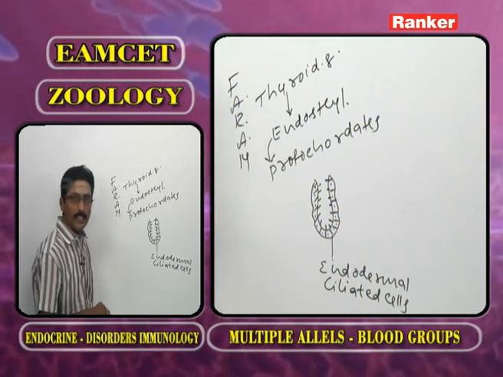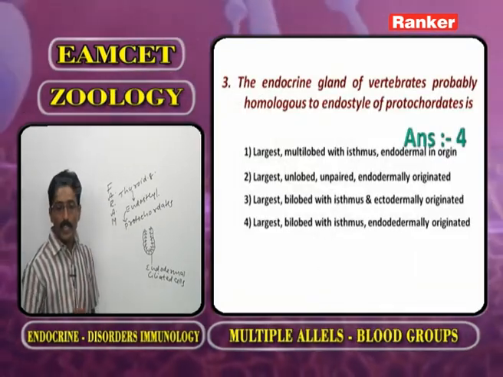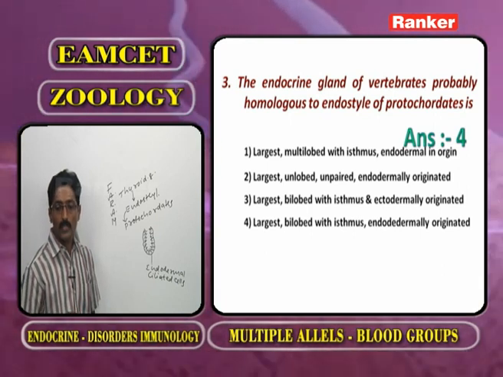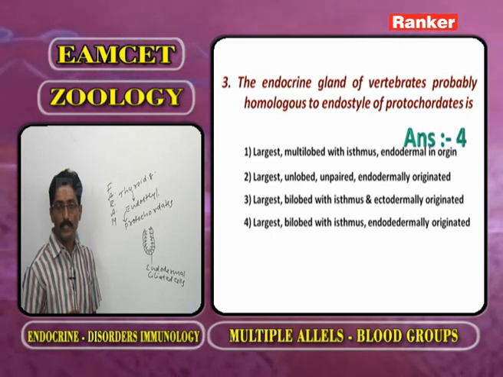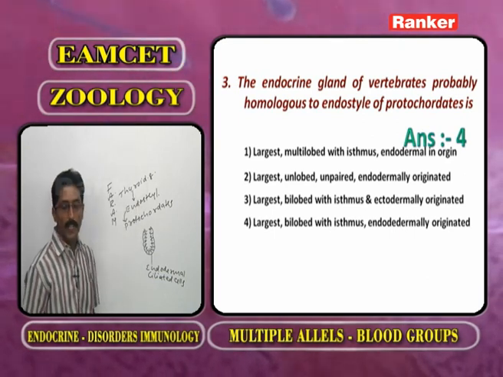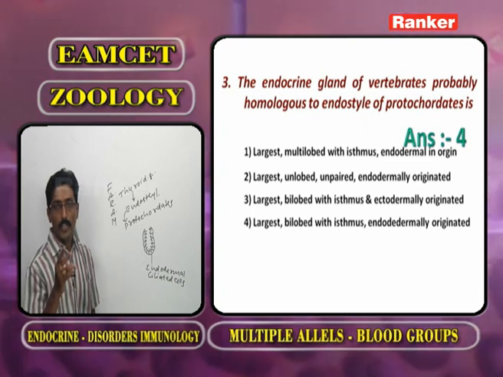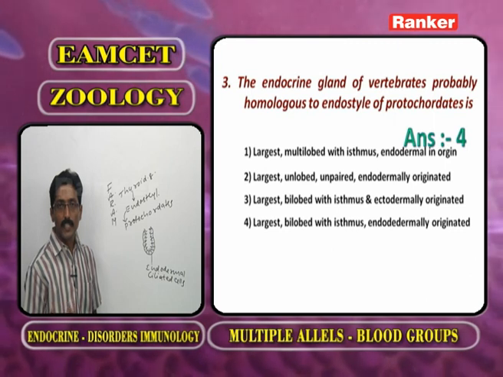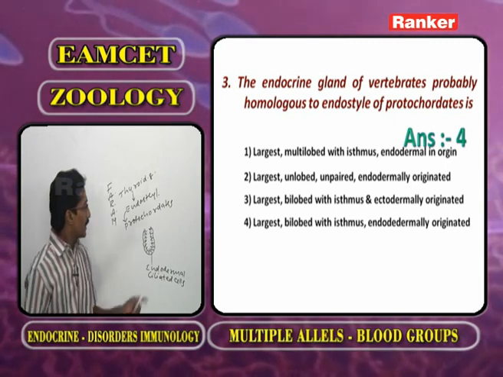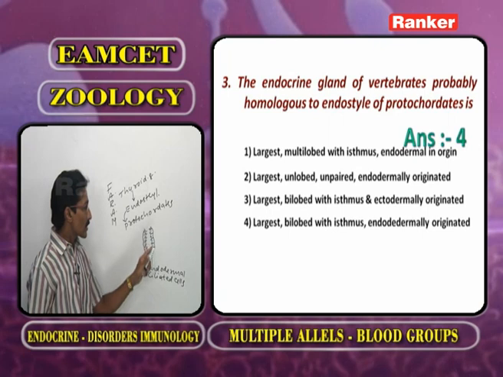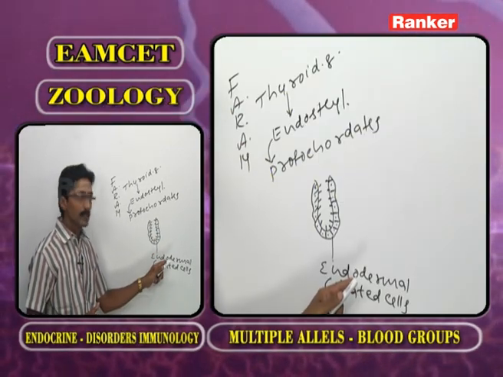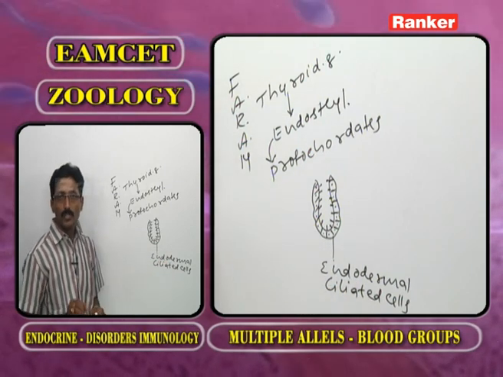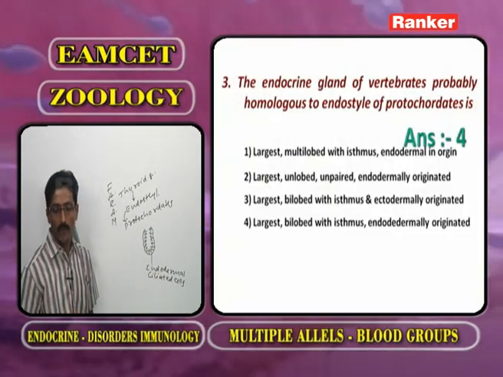Now based on this information you have to observe. The endocrine gland of vertebrates probably homologous to endostyle of protochordates is, no doubt, the thyroid gland. It is the largest. How many lobes are present? Two lobes. The two lobes are connected by isthmus. It is derived from the endostyle. The endostyle is derived from endoderm. So the thyroid gland is also derived from endoderm. So the fourth answer is correct. Now we go for the next question.